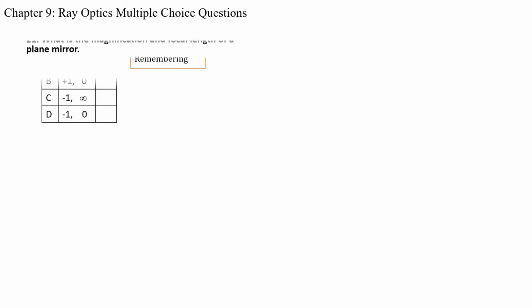Next question. What is the magnification and focal length of a plane mirror? Here again, we have to remember that the magnification of a plane mirror is +1 and the focal length is infinity. So, please lock option A.